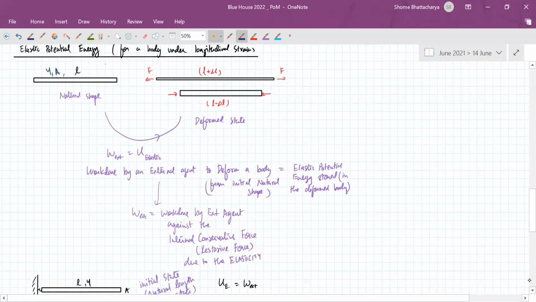So this is the definition of elastic potential energy and the concept of how we can calculate elastic potential energy as work done by an external agent against the internal conservative force, or the restorative force, in order to deform the body from some initial state where it was in natural shape to some deformed state.